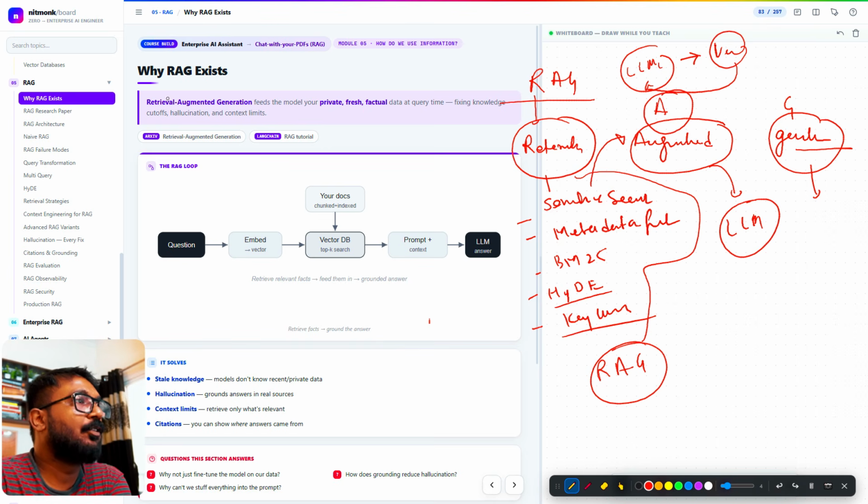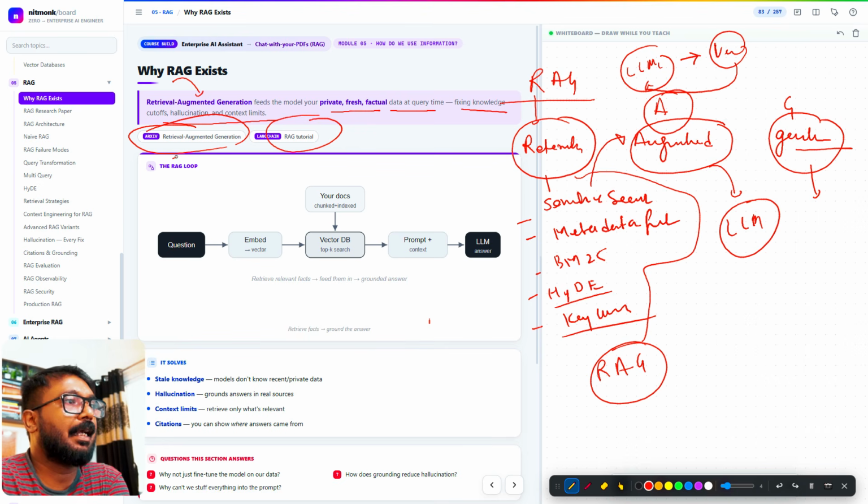Now I hope you understand. Retrieval augmented generation feeds the model your private, fresh, factual data at query time, fixing knowledge cutoffs, hallucination, and context limits. There is a paper you can read about how RAG started. They talk about parametric memory and non-parametric memory. Parametric memory is the weights and parameters the LLM has, and non-parametric memory is the one we give through the embeddings to the LLM.